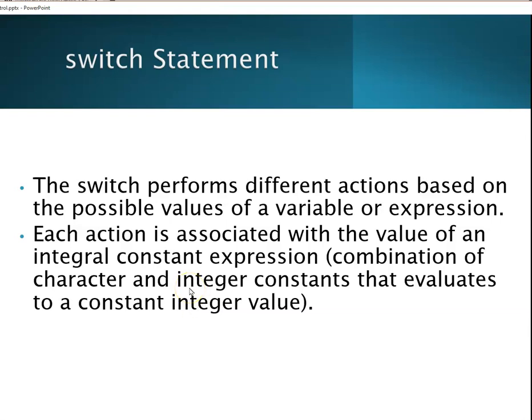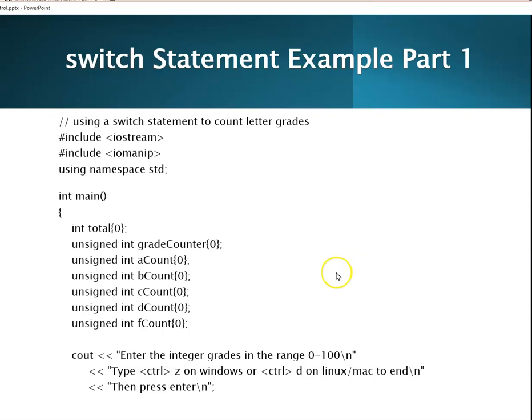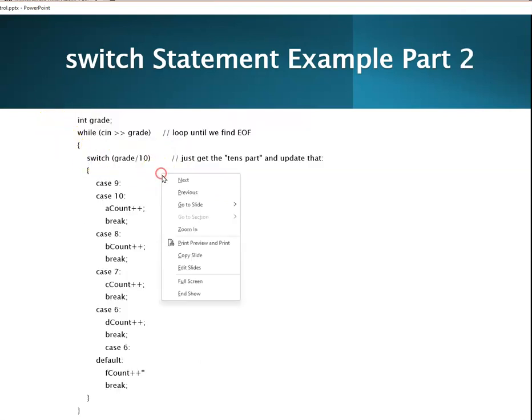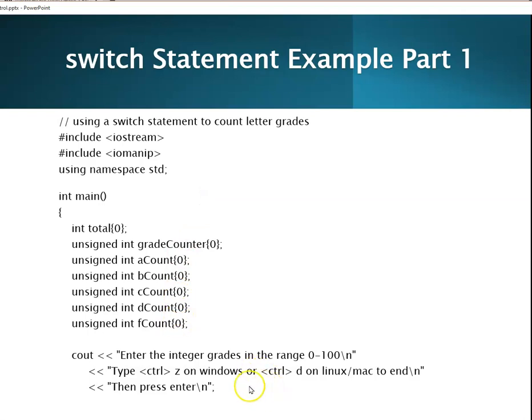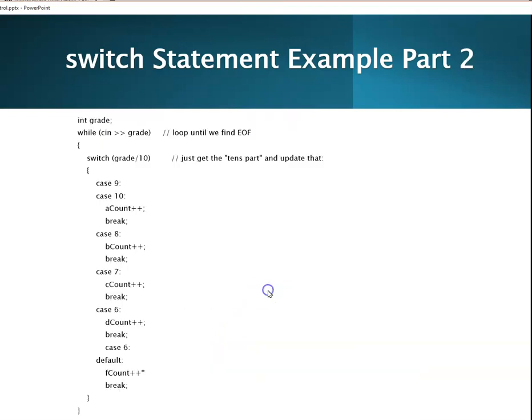Switch performs a different action based on the possible values of a variable expression. Each action is associated with the value of an integral constant expression, and it's like a superpowered if based on constants. So what we could do is, using a switch statement to count letter grades, we could say enter the integer grades in the range 0 to 100, and then for each grade, we're going to do a switch on grade divided by 10, just to get the tens part.